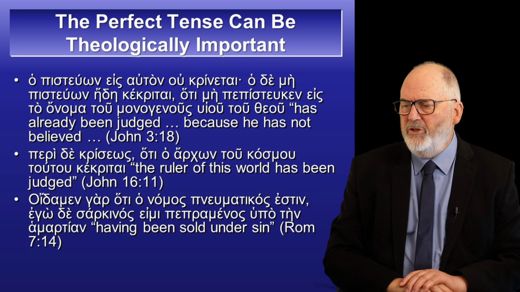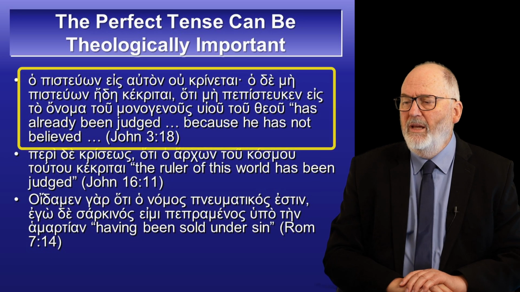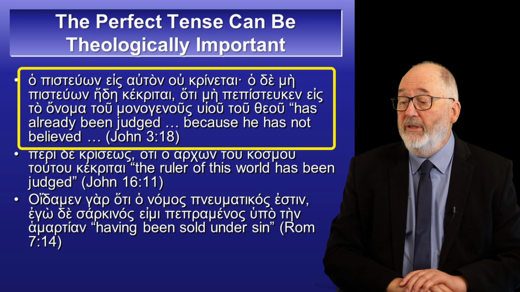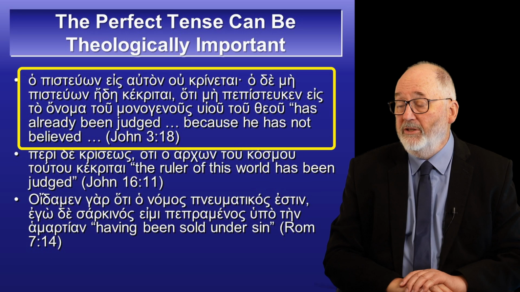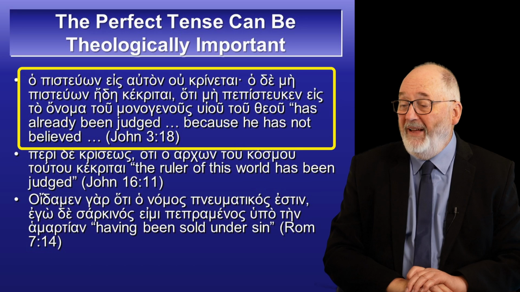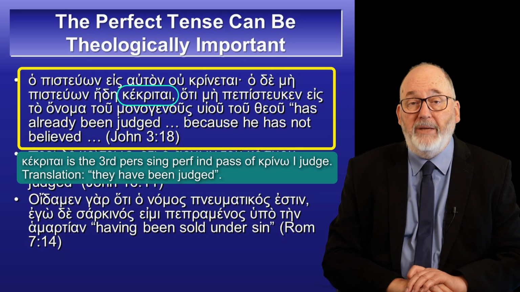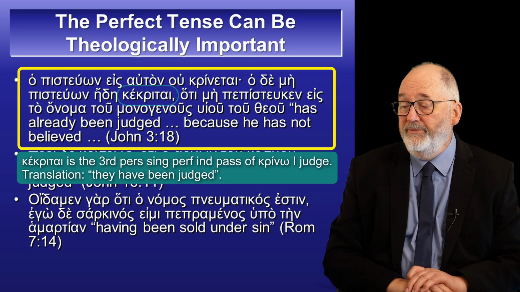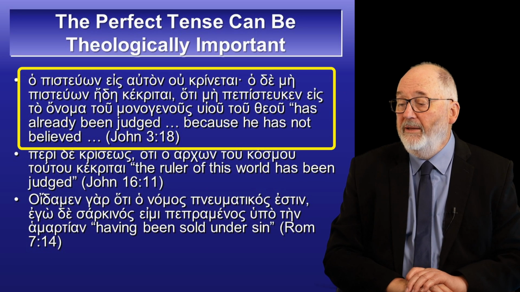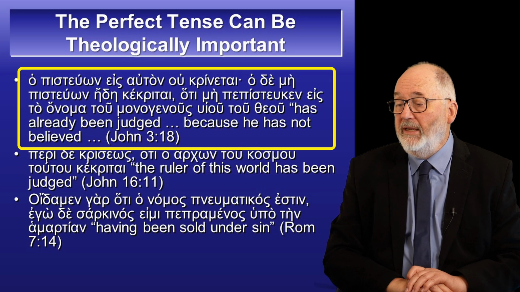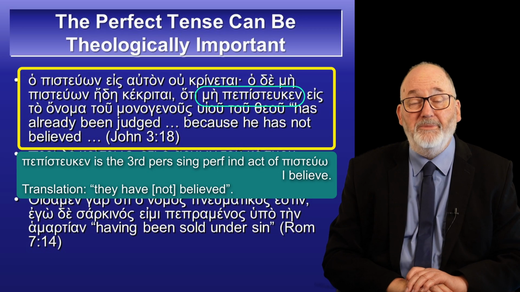Take, for example, John 3:18. Ho pisteuon eis auton ou krinetai. The one who believes in him is not judged. Ho de mē pisteuōn ēdē kekritai. But he who does not believe has already been judged, a perfect tense. Because hoti mē pepisteuken eis to onoma tou monogenous huiou tou theou. Because they have not believed.